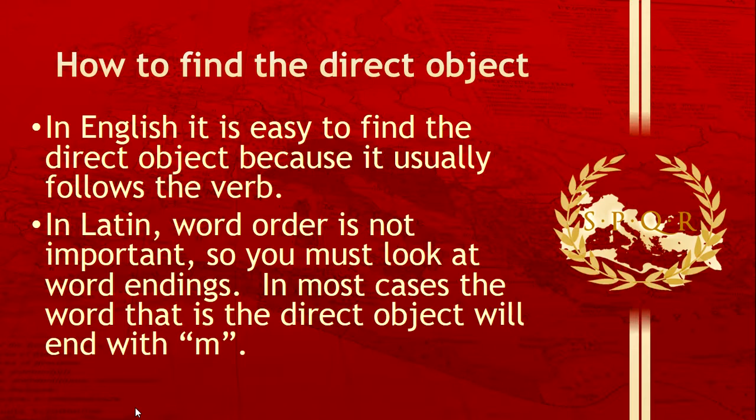So, finding the direct object in Latin is a little bit more challenging than English. In English, it's easy to find the direct object because it usually follows directly after the verb. Cats drink water, pens use ink, clocks measure time. In Latin, however, as we already know, word order is not important, so you have to look at word endings. In most cases, the word that becomes a direct object will end with the letter M.